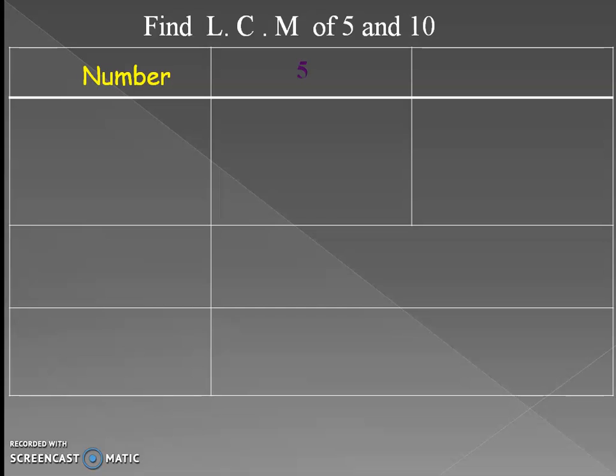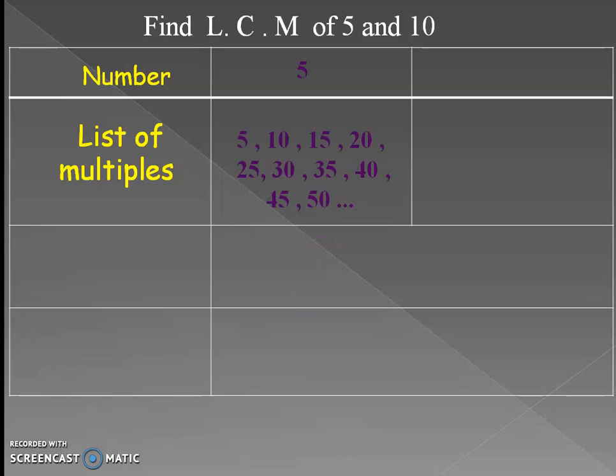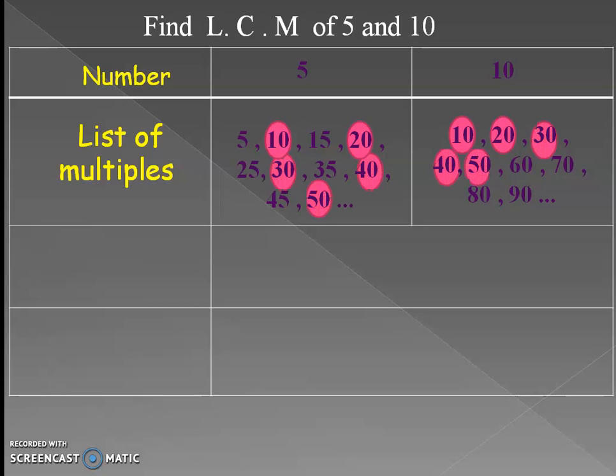First, let's start listing out the multiples of 5. So the multiples are 5, 10, 15, 20, 25, 30, 35, and it goes on and on. And of 10: 10, 20, 30, 40, 50, 60, and it goes on and on. Now after listing the multiples, let's see which are the common multiples. Here 10 we can find in both sides, so 10 is common. Similarly we can find 20 also in both sides, which is also common. 30, 40, 50, and it goes on and on. In this way we are finding common multiples.